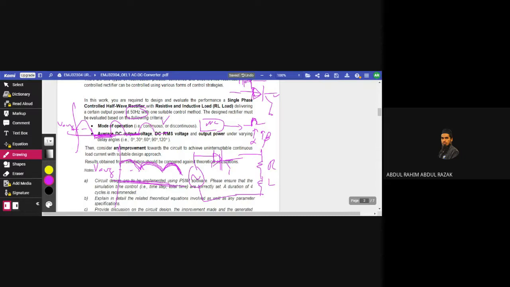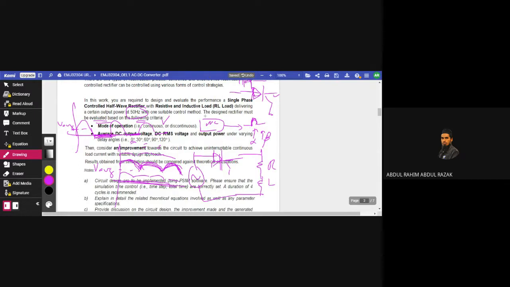Okay, that is the kinetic criteria of continuous and discontinuous perspective. So average DC output voltage, DC RMS voltage under varying delay angles of 0, 30, 60, and etc. You need to evaluate the scenario when you assign your alpha at 0. So how is the output behavior? You assign at 60, you assign at 120, and your alpha here. So how is the waveform inside? Is it going to reduce or increase? Okay, this is in terms of how you want to evaluate your design.